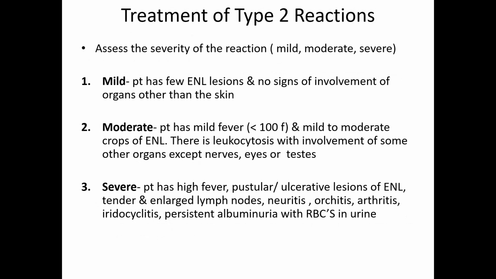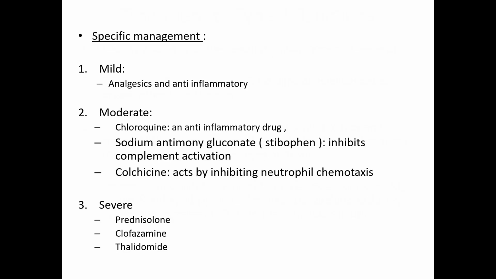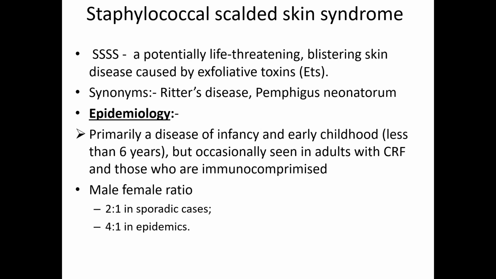In case of type 2 reactions that are mild, again with no involvement of other organs and skin, you can treat symptomatically. The severe ones need immediate treatment. These are the severe ones: high fever, pustular lesions, and ulcerative lesions. In moderate cases you can give chloroquine, anti-inflammatory drugs, and sometimes colchicine can also help. In case of severe, prednisolone, clofazimine, and thalidomide are the main drugs.